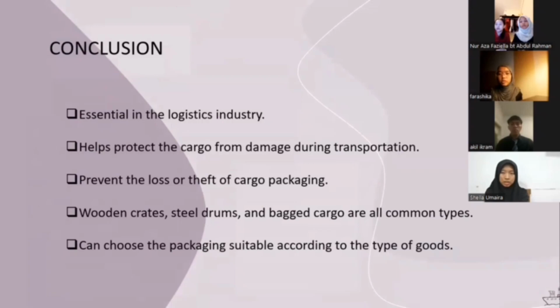So the conclusion of my part is that packaging is important in the logistics industry. It helps protect the cargo from damage during transportation and prevent the loss or theft of cargo. So the types of packaging such as wooden crates, steel drums, and bagged cargo are all common types. So the owner of the goods can choose the packaging suitable according to the type of their goods. So that's all from me.